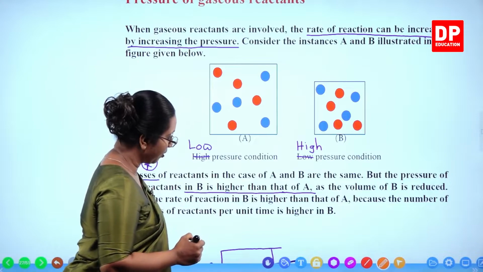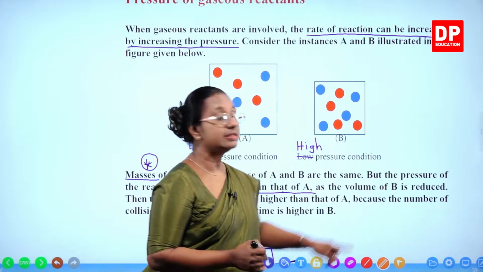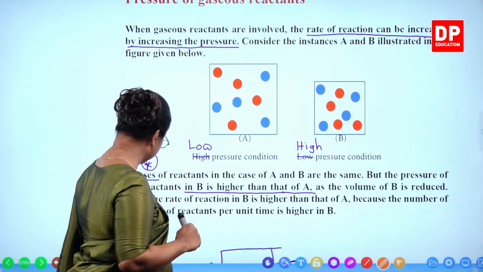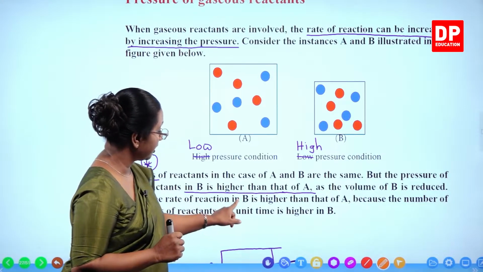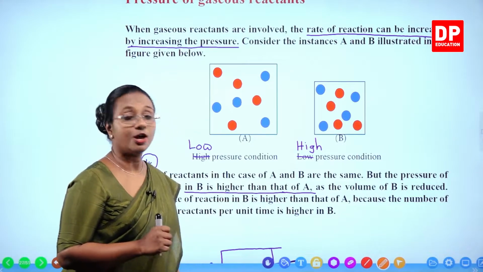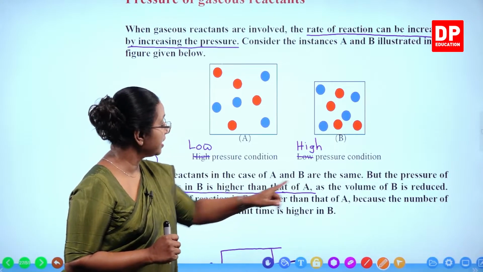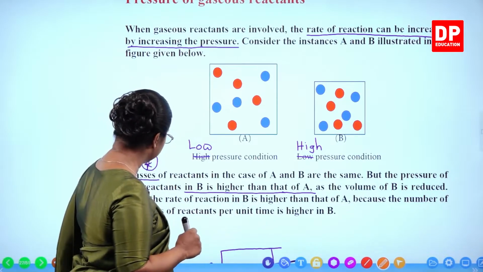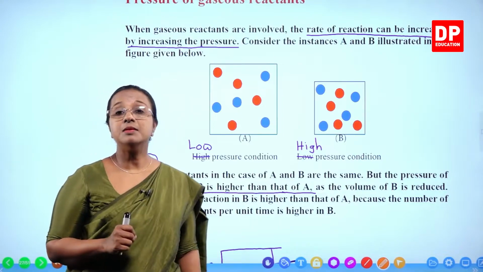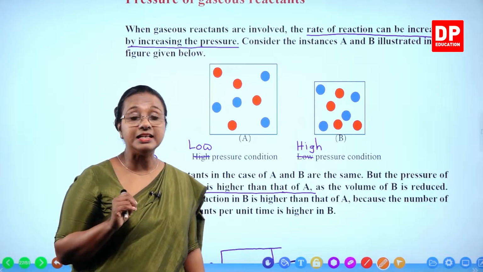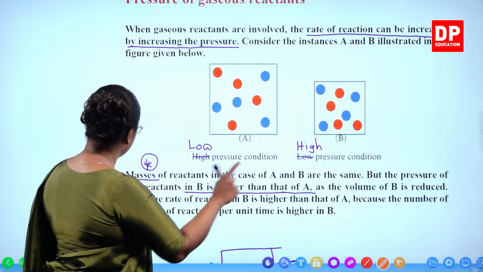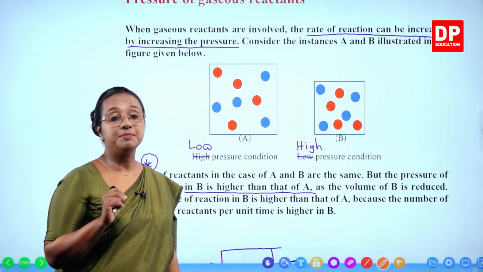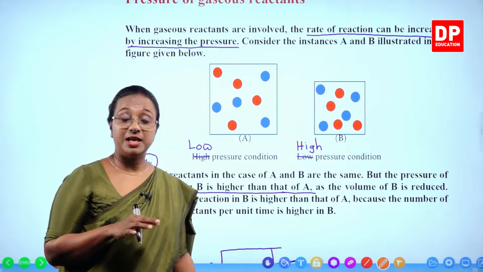That is very important, as the volume of B is reduced. So, when you decrease the volume, pressure increases. Then the rate of reaction in B is higher than that of A, because the number of collisions of reactants per unit time is higher in B. Is that clear to you all? So, because the number of collisions of reactants per unit time is higher in B. This is what I explained to you.